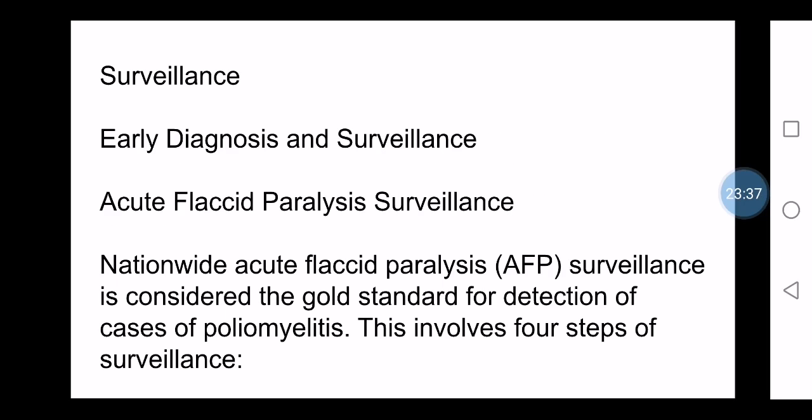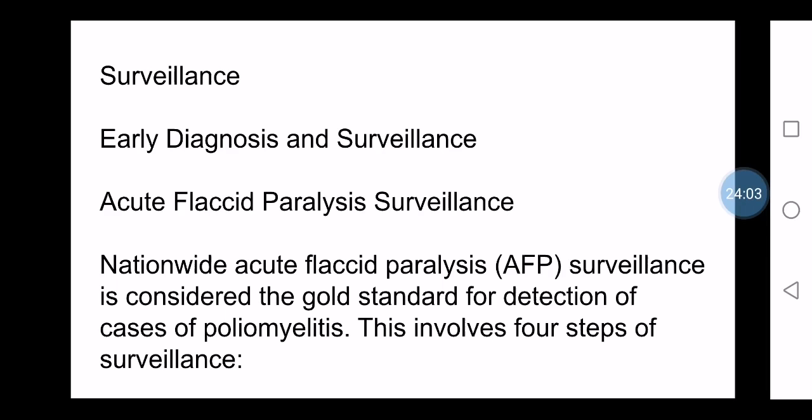So now let us see the surveillance. How can we do the surveillance? The surveillance can be done only through early diagnosis. In the surveillance, the first one is acute flaccid paralysis surveillance. The nationwide AFP, what is AFP? Acute flaccid paralysis. This surveillance is considered the gold standard for detection of cases of poliomyelitis.